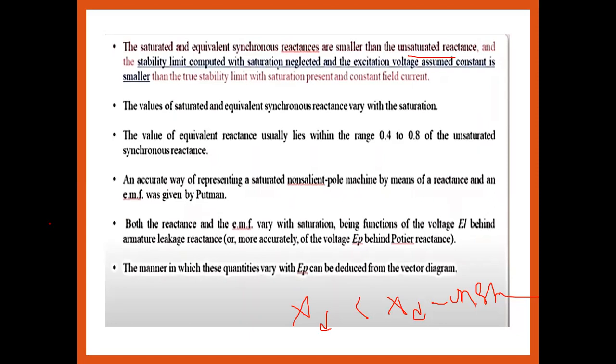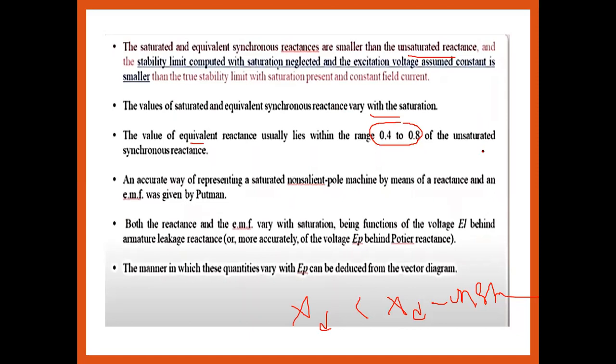The value of the saturated and equivalent reactance varies with saturation. Yes, we all know that it varies with saturation and generally depends upon the load, excitation voltage, and the reactance of the transmission line. The value of the equivalent reactance lies in the range of 0.4 to 0.8 of the unsaturated synchronous reactance. It is generally less than the unsaturated reactance.